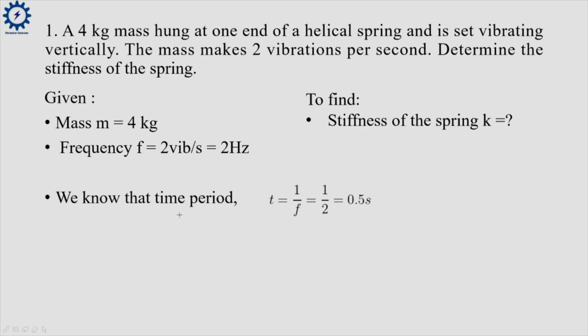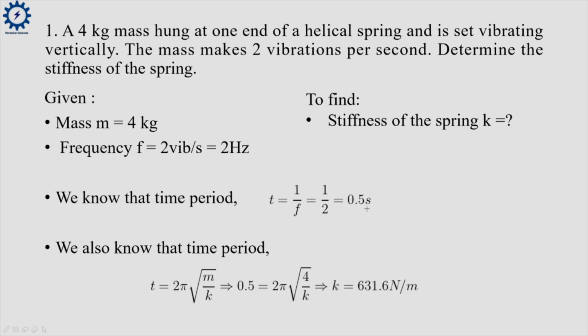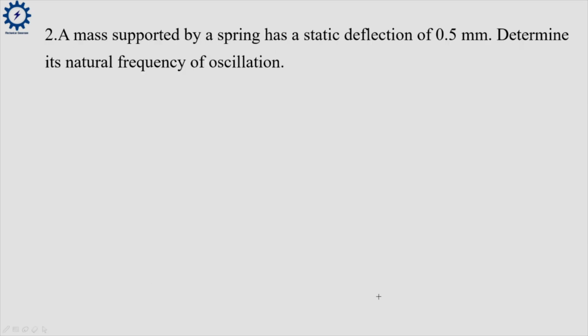We know the expression of time period T equal to 1 by F. Since here F is given, we can determine time period as 0.5 seconds. We also know another expression for time period, that is T equal to 2 pi into root m by k. So we have determined here T value. T is 0.5. Substituting the value, mass is also given. We will be getting spring stiffness as 631.6 Newton per meter.